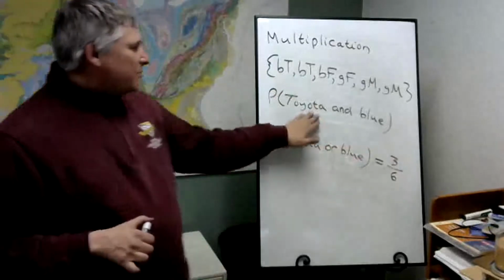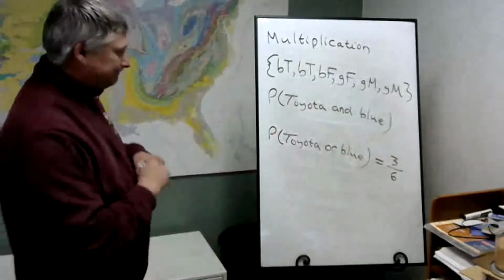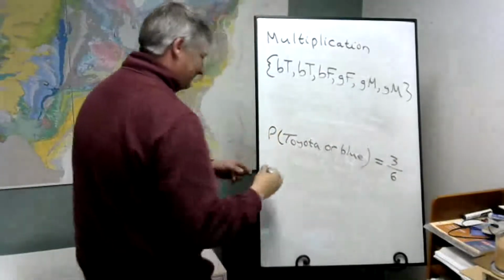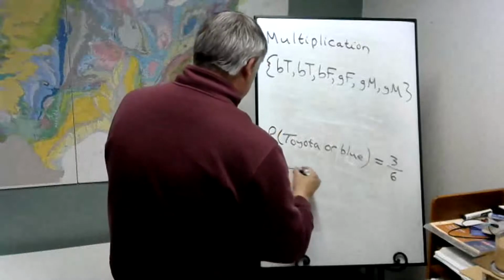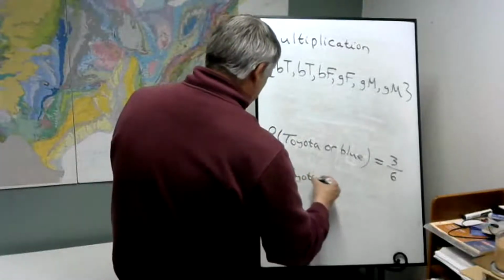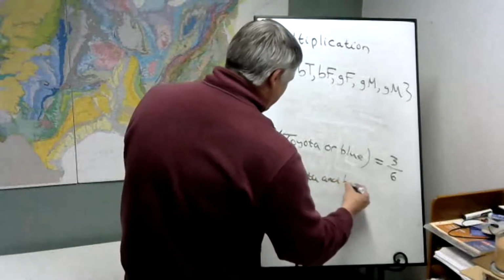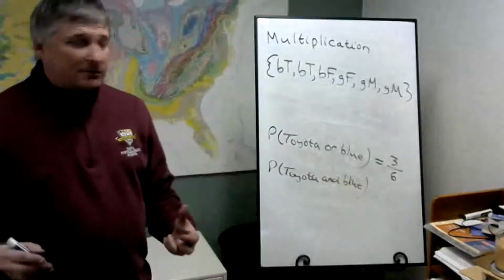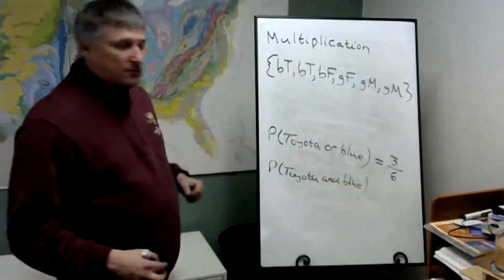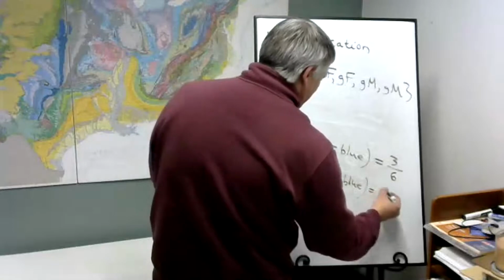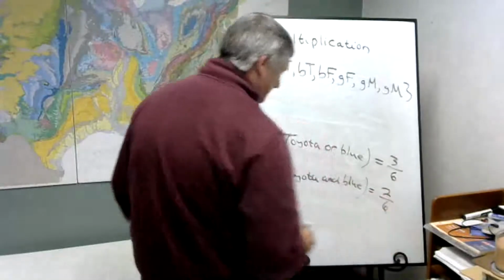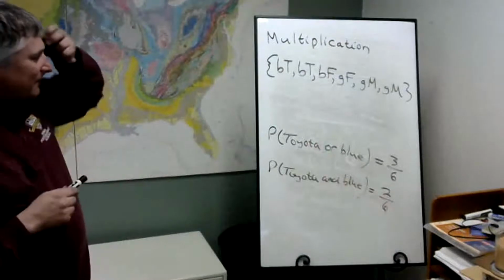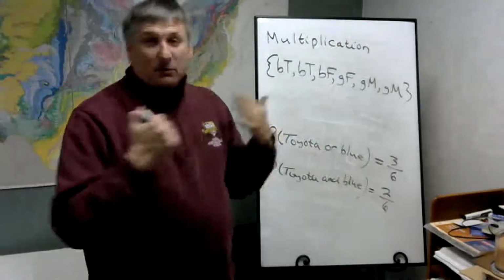So what about Toyota and blue? Well, this means it has to be both. Has to be Toyota and it also has to be blue. There's only 2 things that do that. That's going to be 2 out of 6.